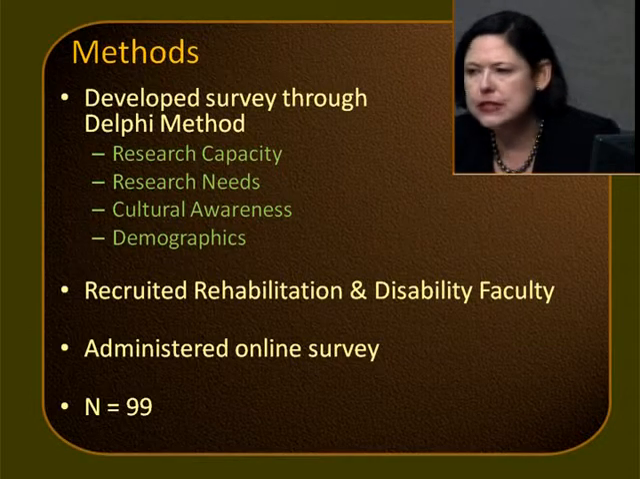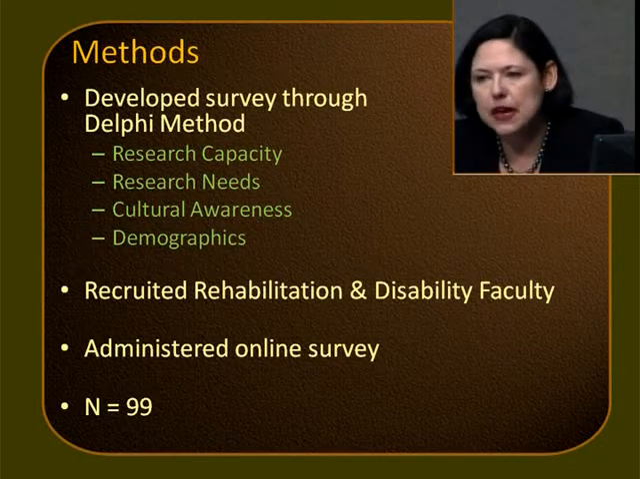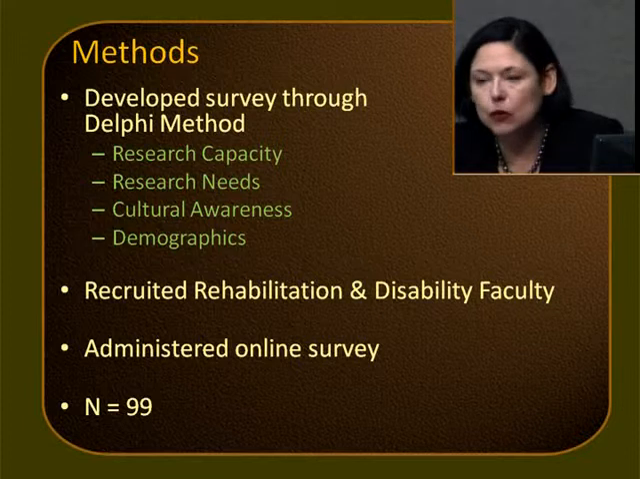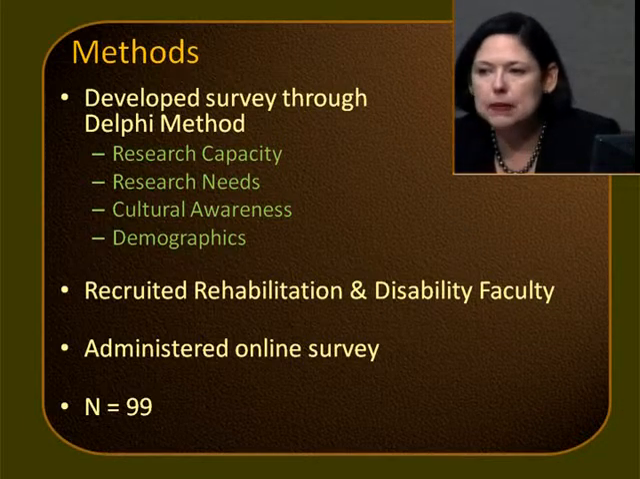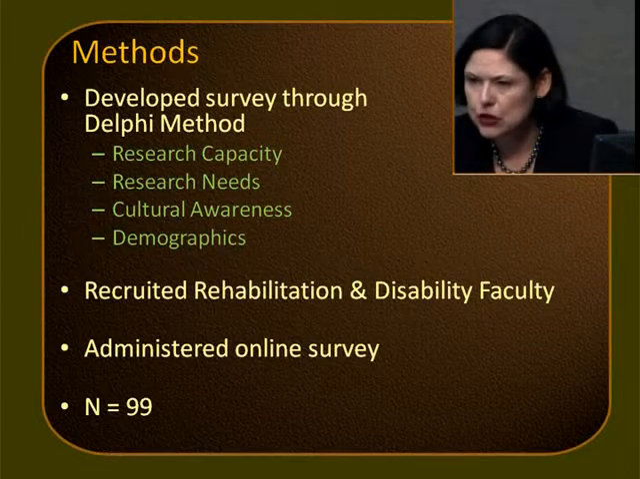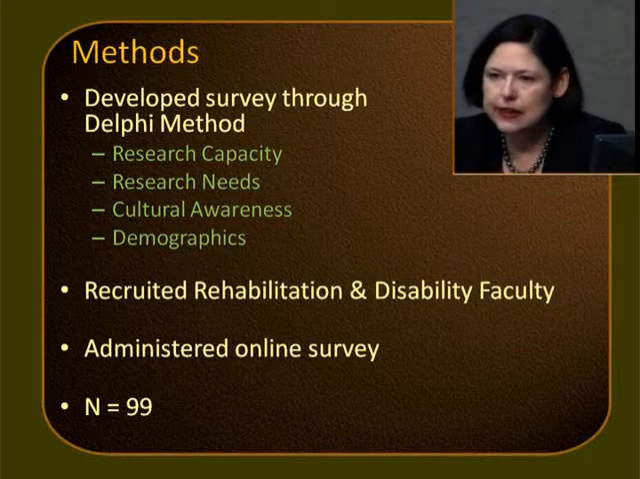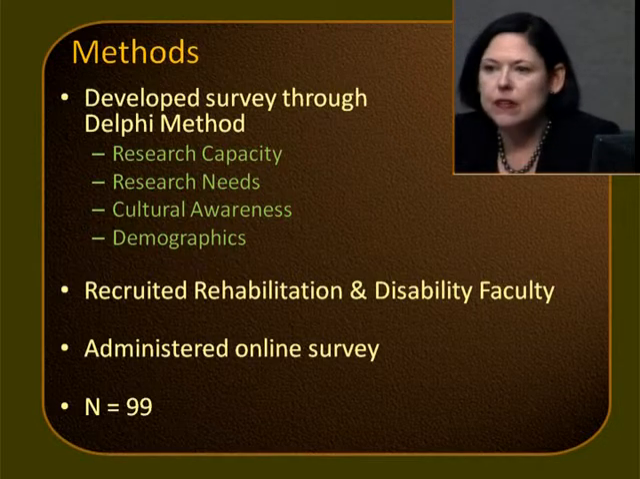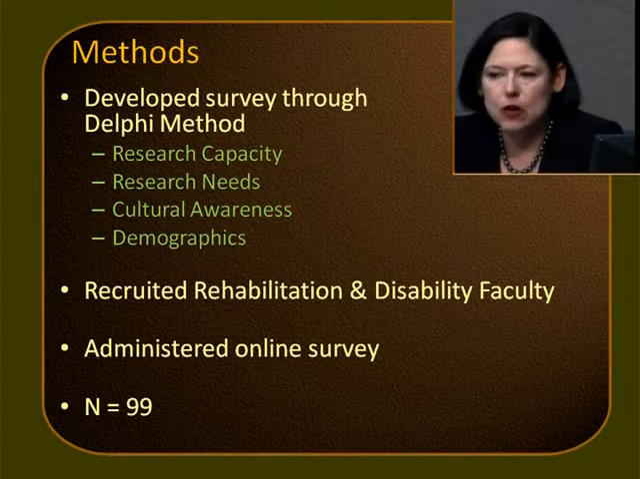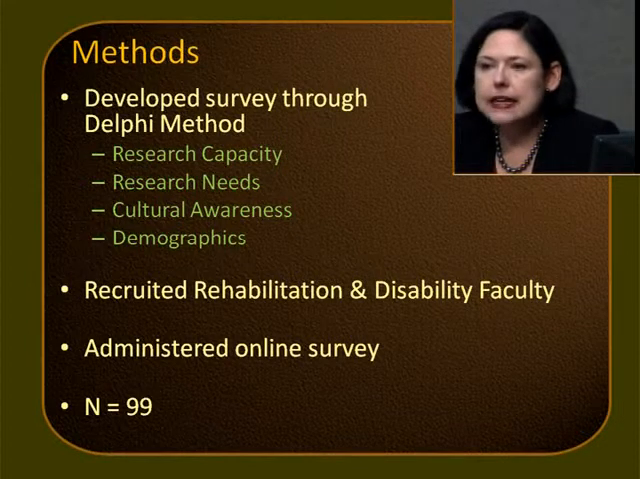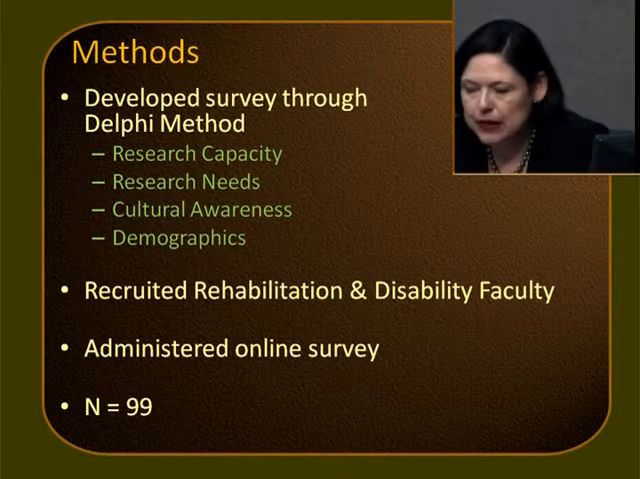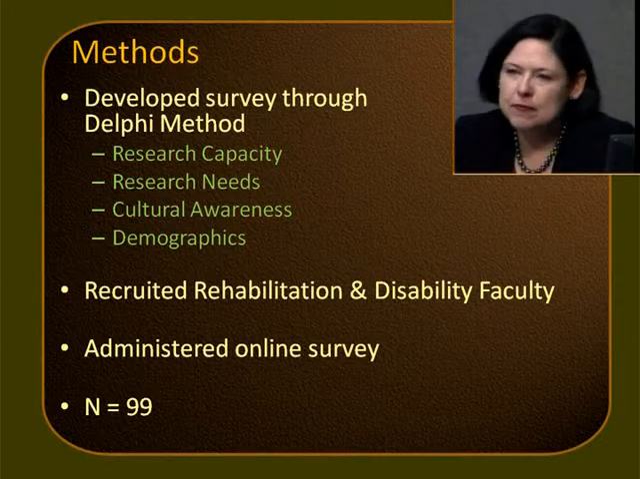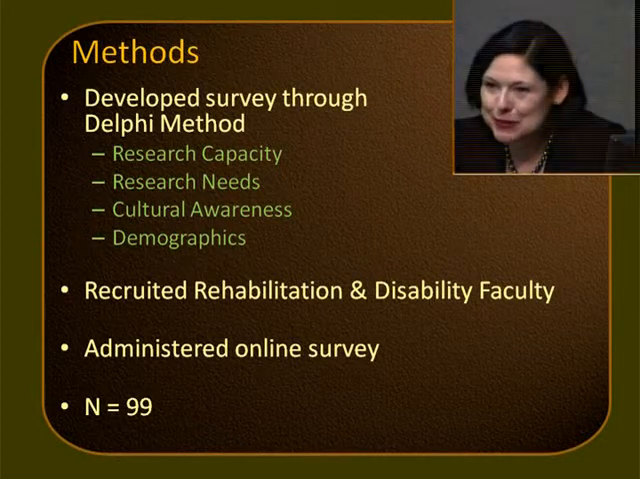The research assistants gathered names of rehabilitation and disability faculty across the country, sampling both historically Black, Hispanic serving institutions, and predominantly white institutions. We gathered names and emails from over 1,000 faculty across the country. 99 responded to our survey. That's a response rate of 5.2, which is quite small.